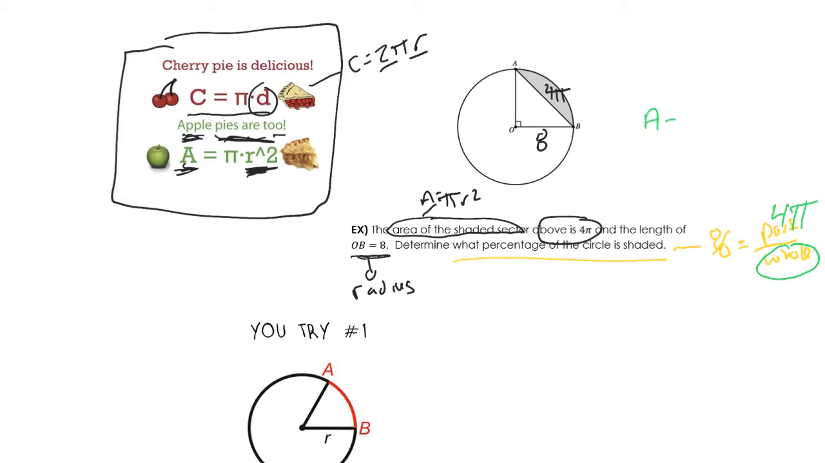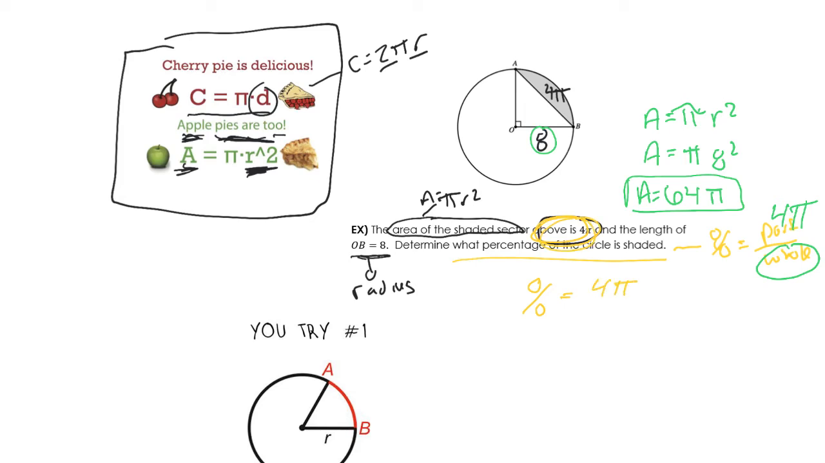Well, the area of the circle equals pi r squared, and I know my radius is 8. So pi times 8 squared. 8 squared is 64. So the area of the circle is 64 pi. So now I want to find that percent. Well, percent equals part divided by whole. The part that's shaded in is 4 pi, right here. Divided by the whole thing, the whole area of the circle is 64 pi.